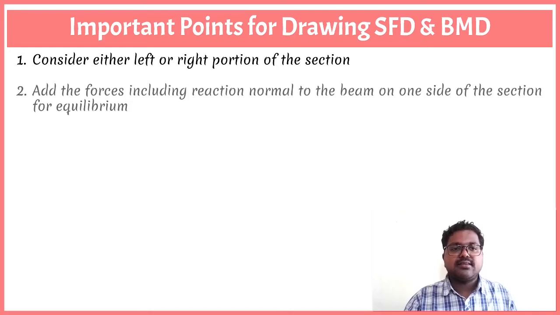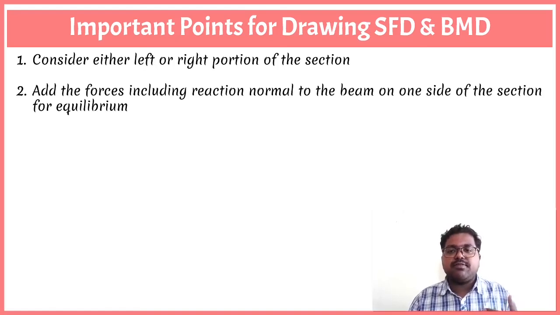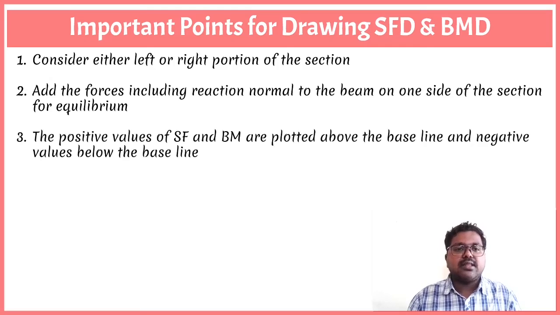The second one is to add the forces, including reactions, normal to the beam on the side of the section for equilibrium. This we already discussed at the start: reaction forces are also to be considered for equilibrium conditions, or a system of forces in equilibrium. And the third one is that positive values of shear force and bending moment are to be drawn above the baseline and negative values below the baseline.